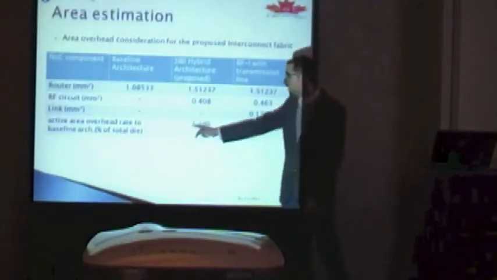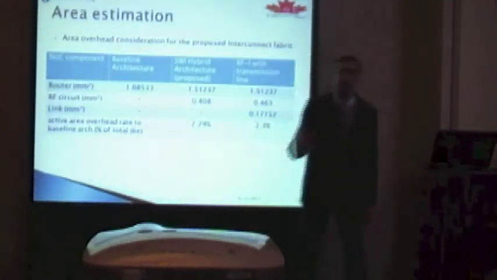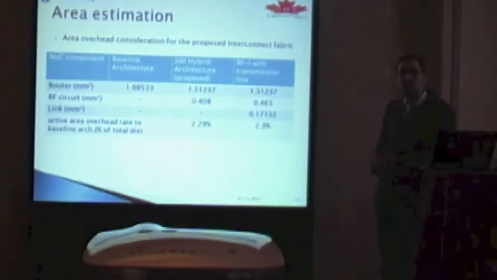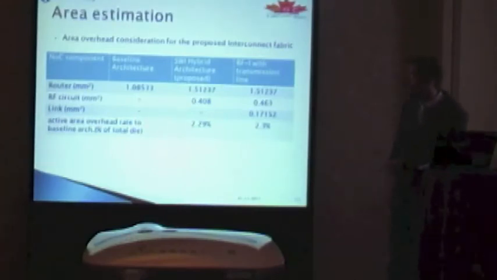We calculate that the total extra die area needed is around 2.29% of the whole die area, which is around 560 millimeter squared, which is less than the radio frequency interconnect transmission line.